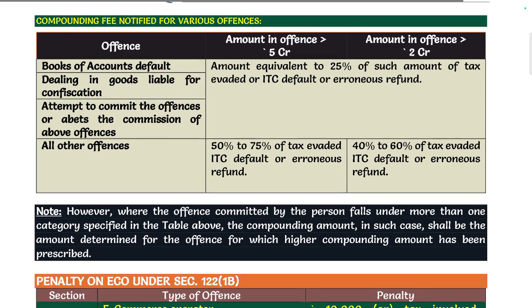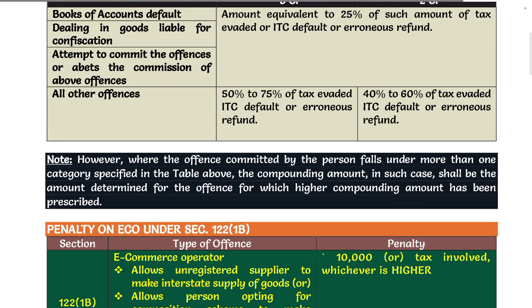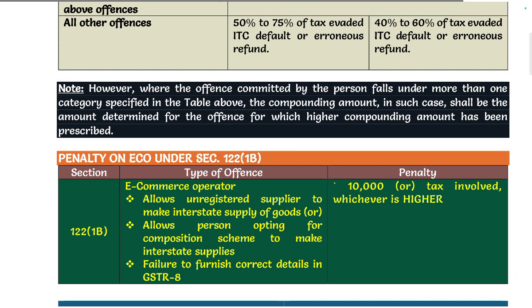All other offences 50%, 75% of tax evaded and ITC default errors, 40%, 60% of tax evaded and ITC default errors refund. However, where the offence is committed by a person who falls under more than one specific category, the compounding amount in such case shall be the amount applicable to the offence which is higher. Compounding amount shall be prescribed.